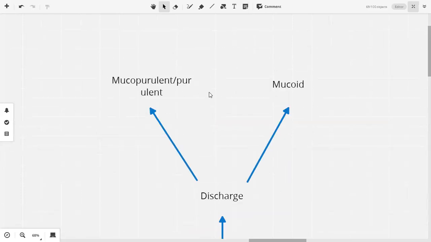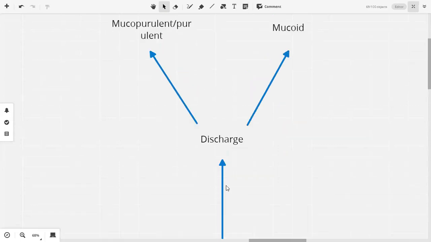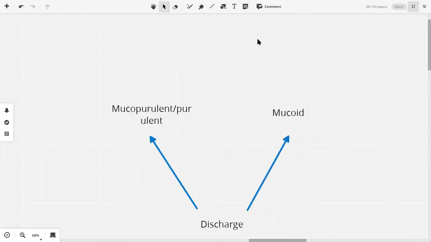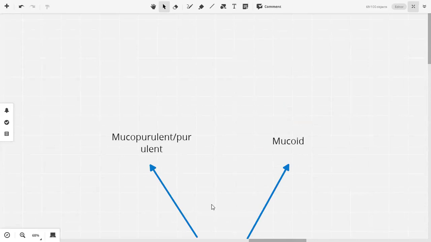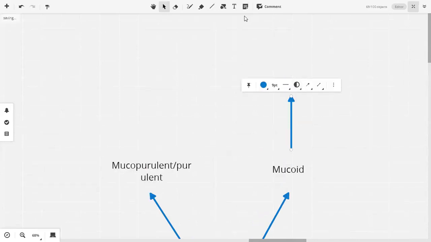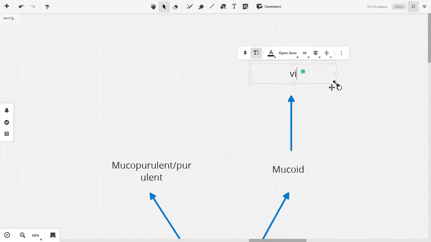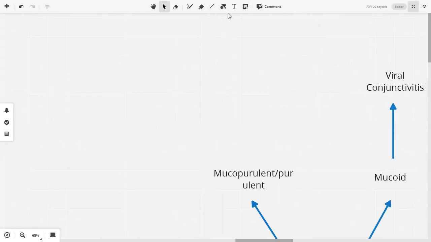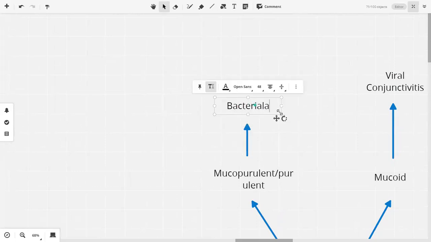Now, what does this show? In a patient with follicles who has mucoid discharge, our etiology is bacterial or viral? Mucoid shows that it's a viral etiology. So it's a viral conjunctivitis. Now, if it's mucopurulent or purulent, it means that our etiology is bacterial in nature. Now, we know that there are two causes of bacterial conjunctivitis.